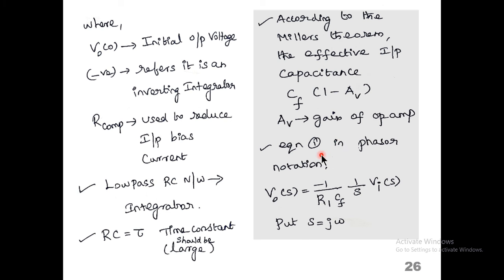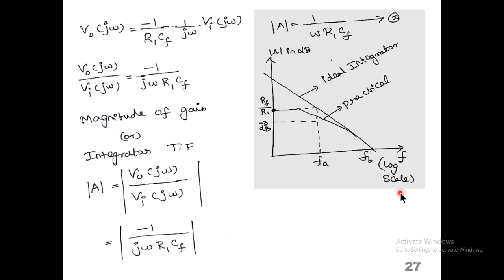Equation number 1 in phasor notation means V0 of S is equal to minus 1 by R1 CF into 1 by S into VI of S. By putting S equal to j omega, we get the transfer function, the magnitude of the gain, V0 of j omega divided by Vi of j omega. Finally, equation number 2 is 1 by omega R1 CF. This is the transfer function, the frequency characteristics of the ideal case and the practical case.